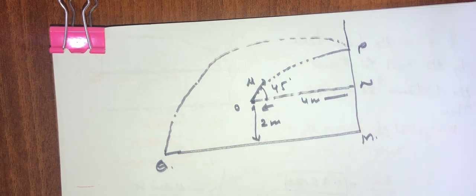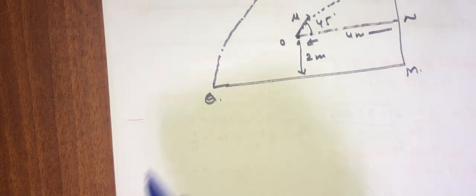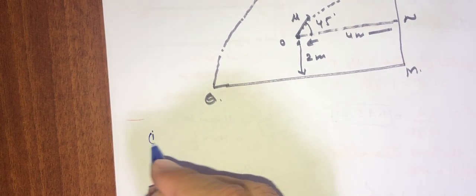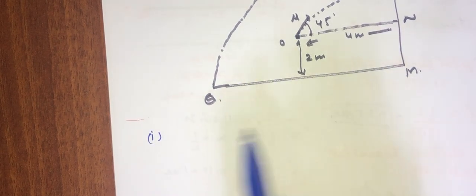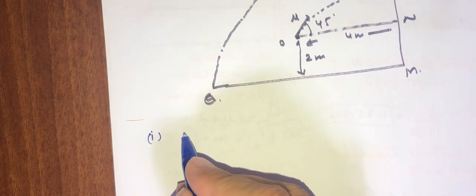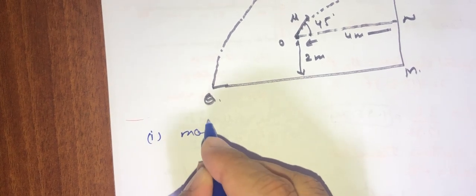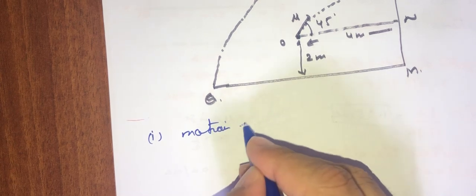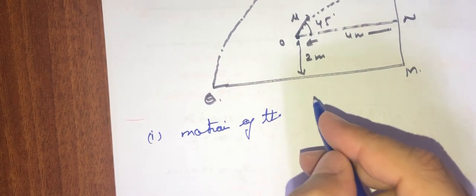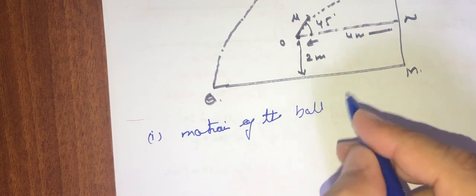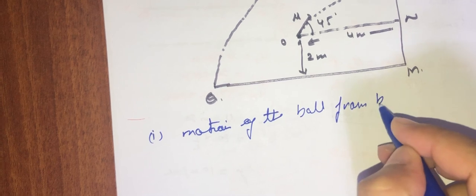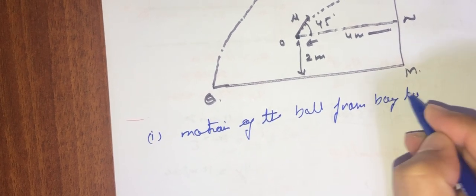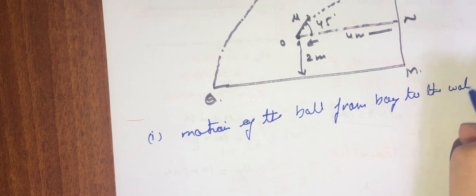So let us divide this question, or rather we can say solution, into two parts. In the first part, we are going to discuss the motion of the ball from the boy to the wall. So this is the first part.